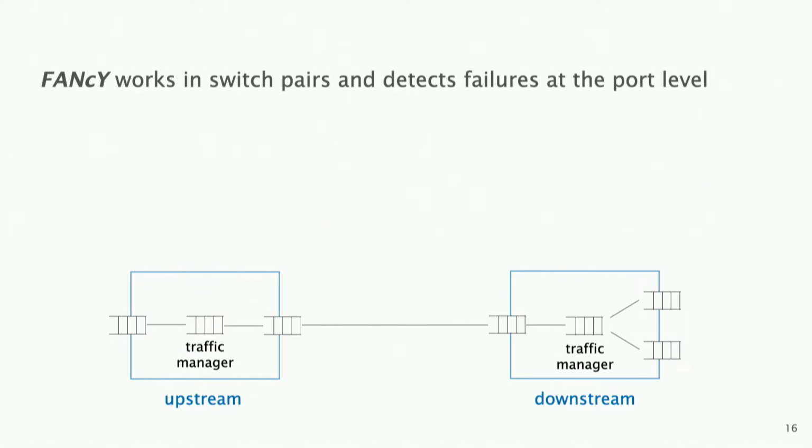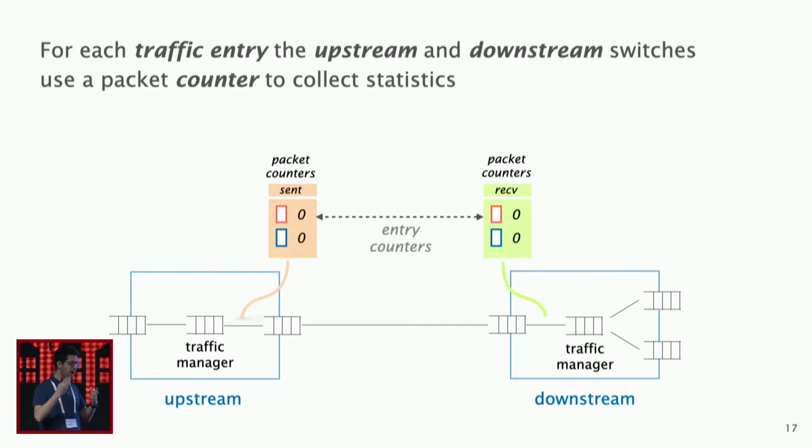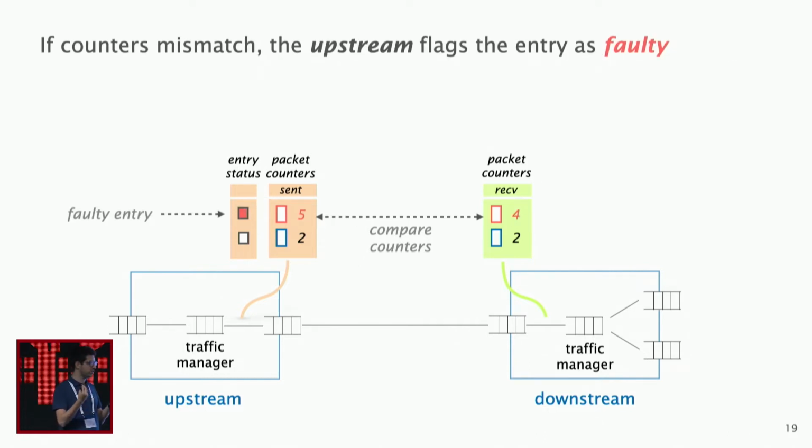FANCY works between pairs of switches that are directly connected, and it detects failures at the port level. At a very high level, for a given traffic entry that you can decide, it keeps two counters. It counts packets between these two switches during some time. Then it compares these counters. And if there is a mismatching counter, it flags the entry as faulty.